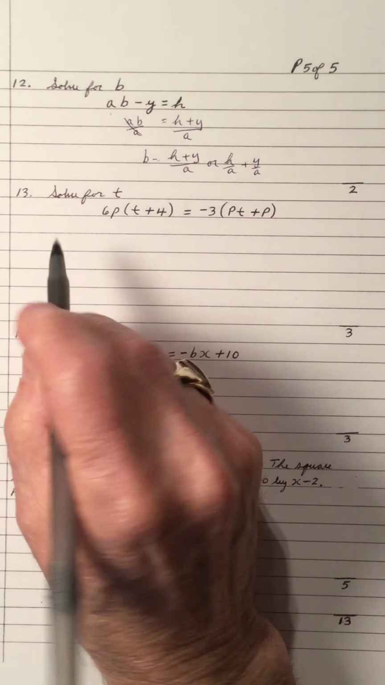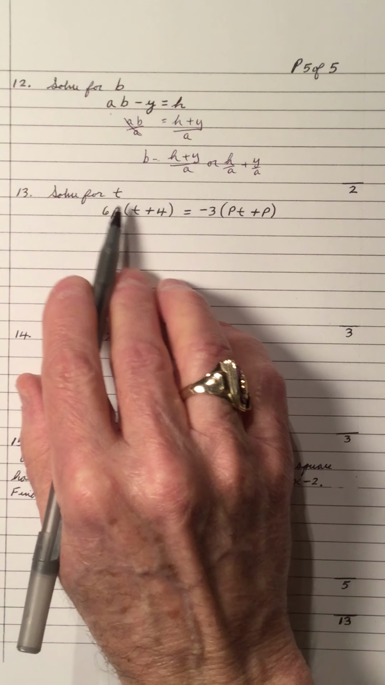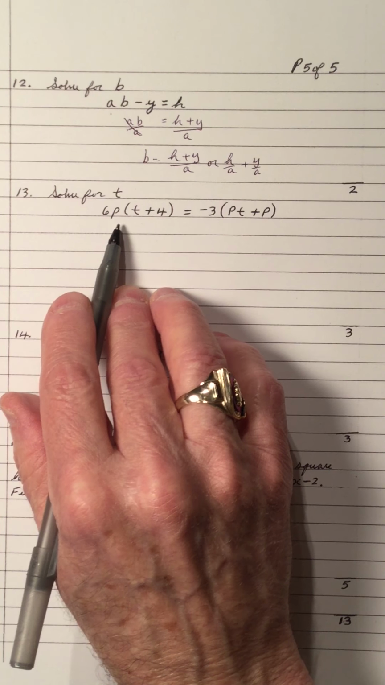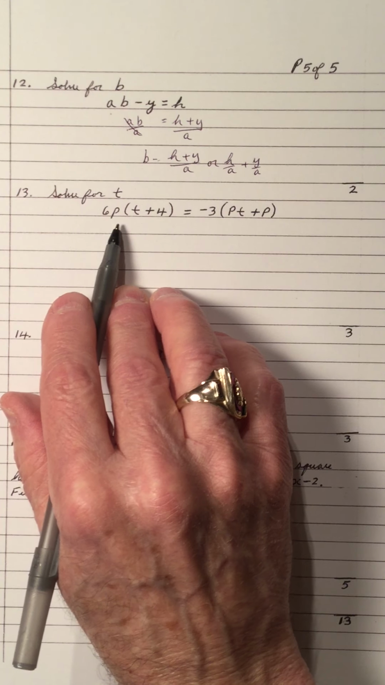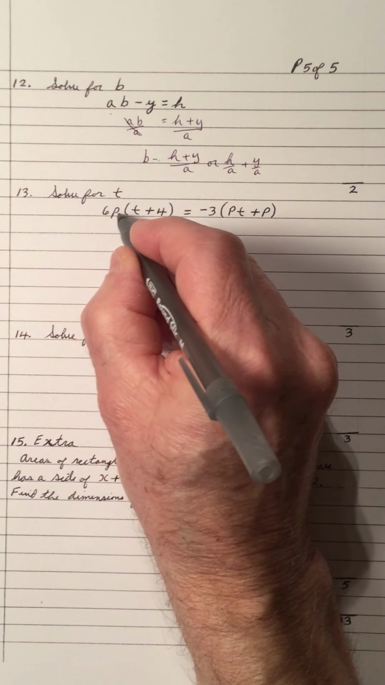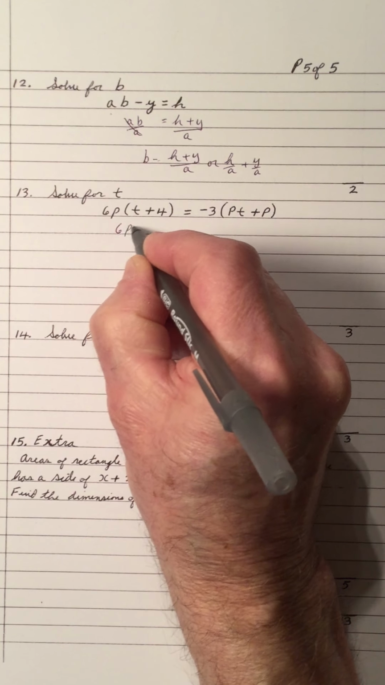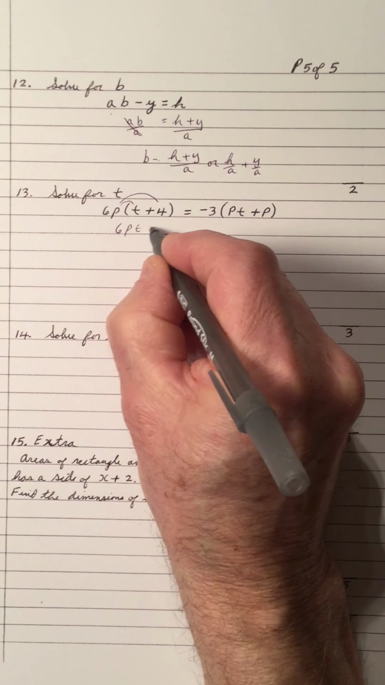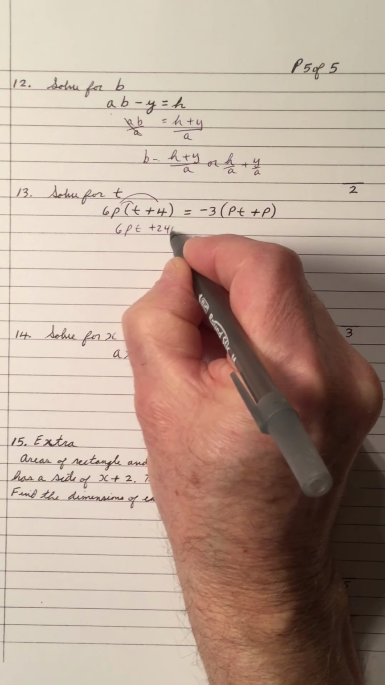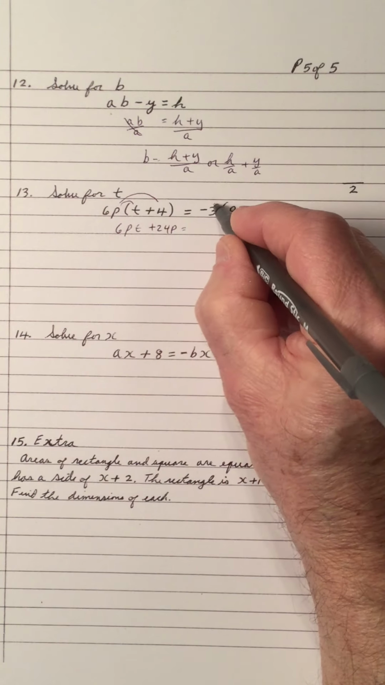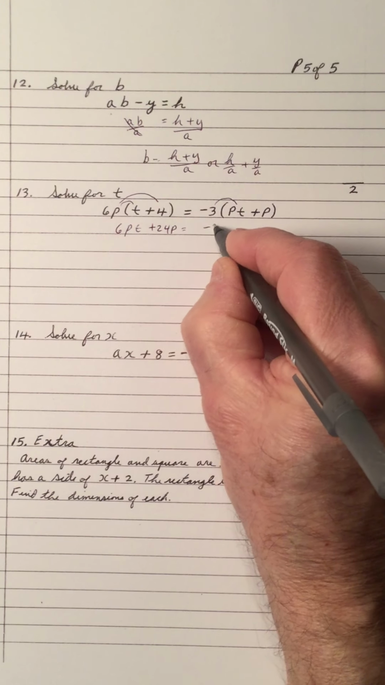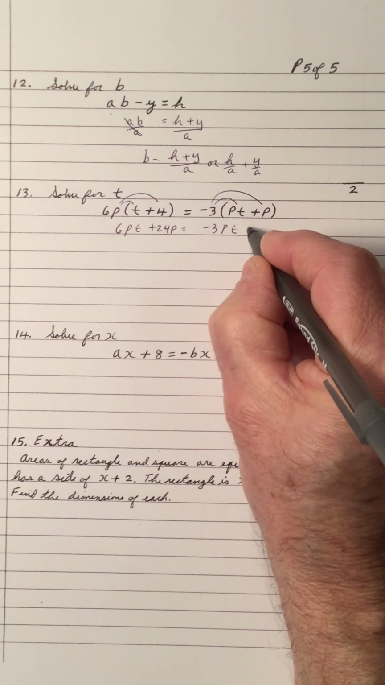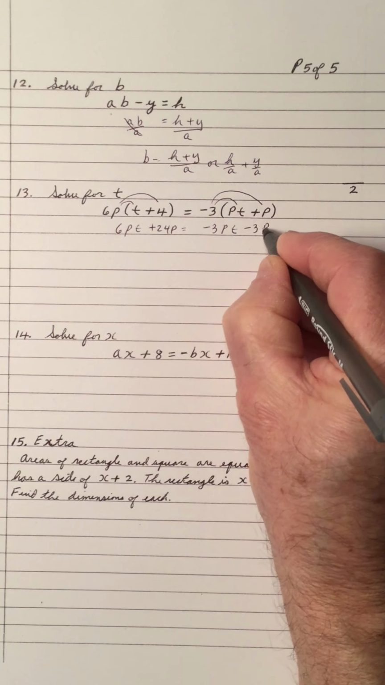Did you get it right? 13, we're going to solve for t. That means t has to be on the left, and all the rest of the variables have to be on the right. So here we go. We have a multiplication. 6p times t, 6pt. Done. 6p times 4 is 24p. Now we have to multiply negative 3 by pt, negative 3pt. Negative 3 by p is negative 3p.